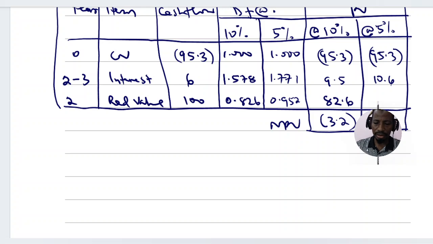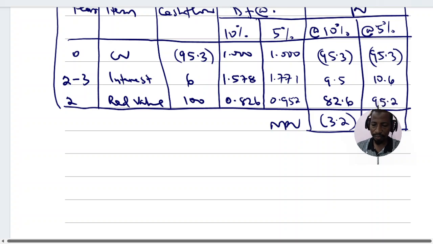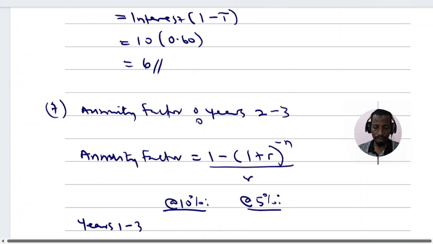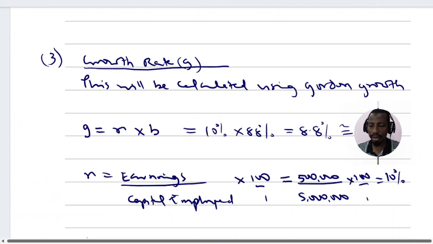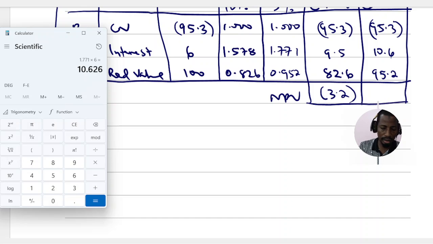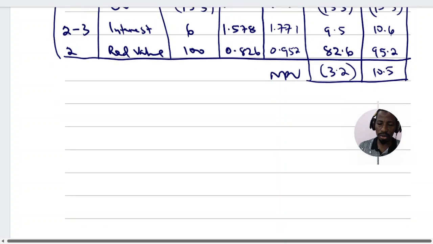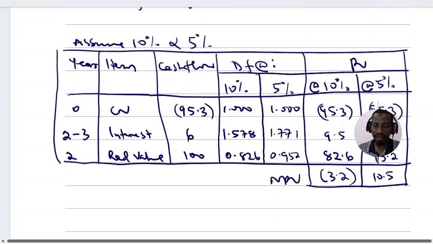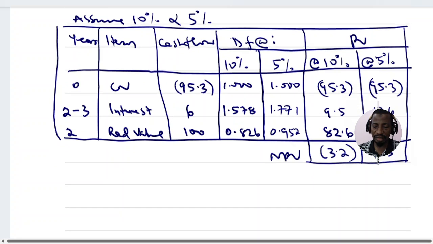Then 100 multiplied by 0.952 will give us 95.2. Let me confirm the 0.952 discount factor. Yes, 0.952 is correct, so that we don't make a mistake. So 95.2 plus 10.6, then minus 95.3, that's 10.5 positive. So since we assume 5%, we got a positive NPV of 10.5. We assume 10%, we got a negative NPV of 3.2.